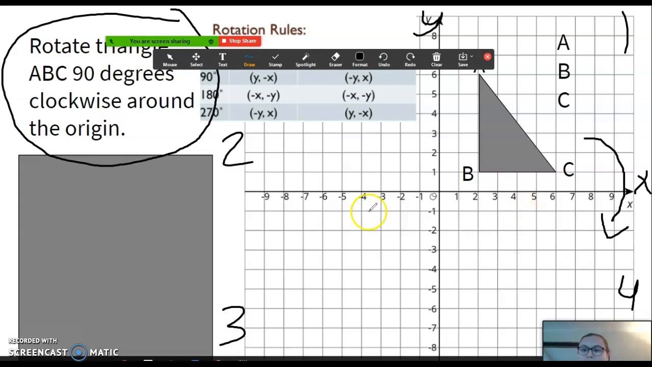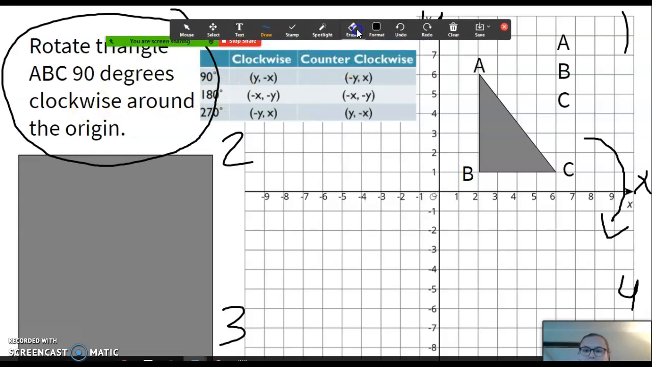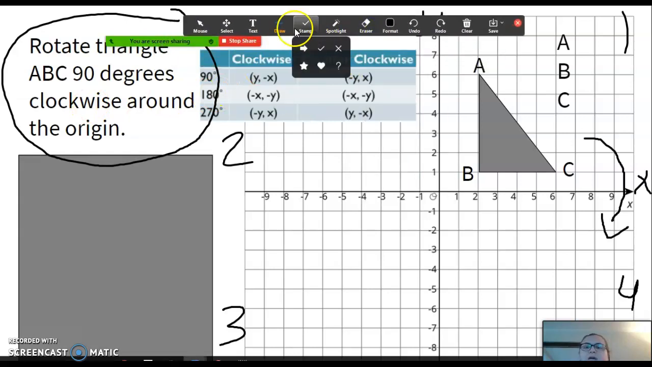So we are going to rotate this triangle 90 degrees clockwise around the origin. Well, when I rotate it clockwise, the x and y switch for each of the points. But first, I want you to tell me where A, B, and C are right now.